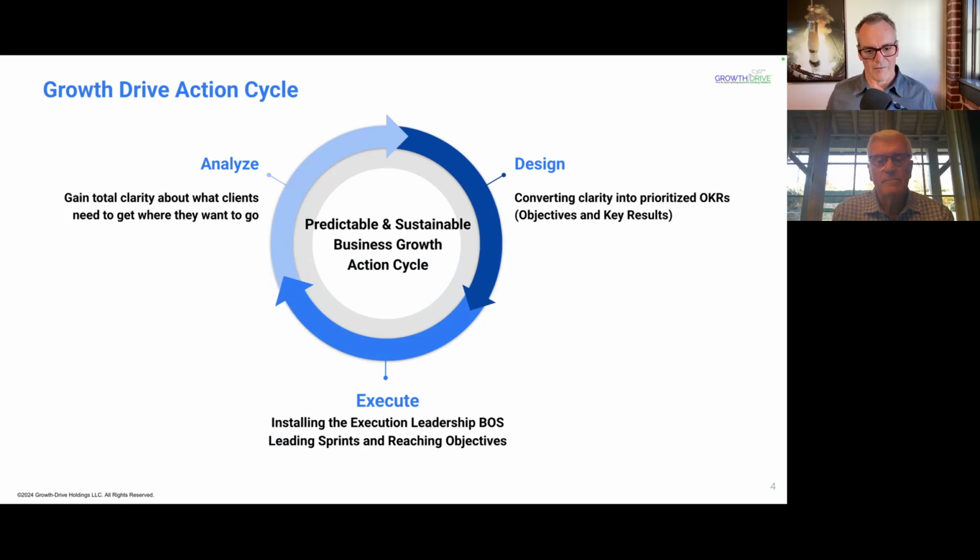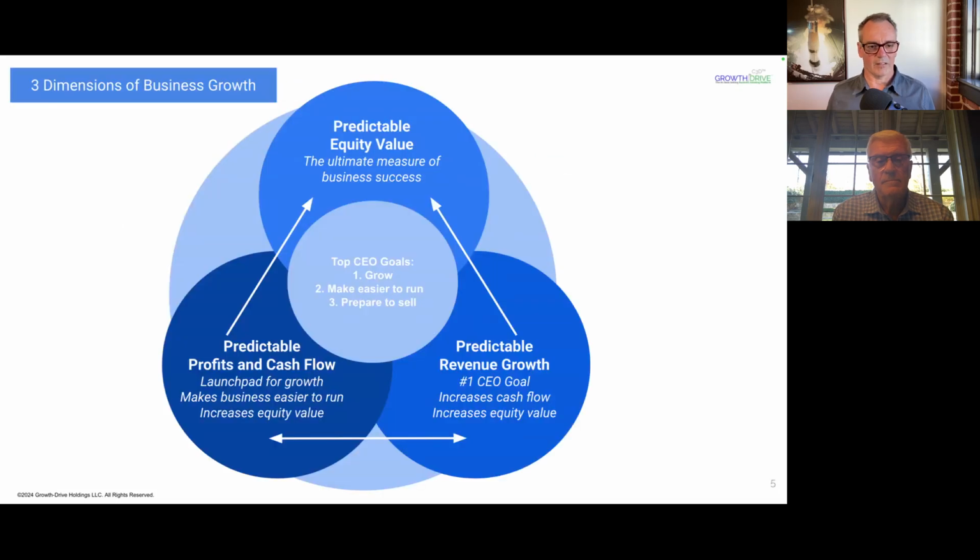So, the growth drive action cycle. We've talked about analyze. We've looked at design. Now we're in the execute portion of the curriculum. It never hurts to go back and look at the 3 dimensions of business growth. And remember, when we're building a plan, we're building a plan that is aligned with our client's intent. That can be as simple as making the business easier to run, or as complex as selling at maximized value to a third party through an M&A transaction.